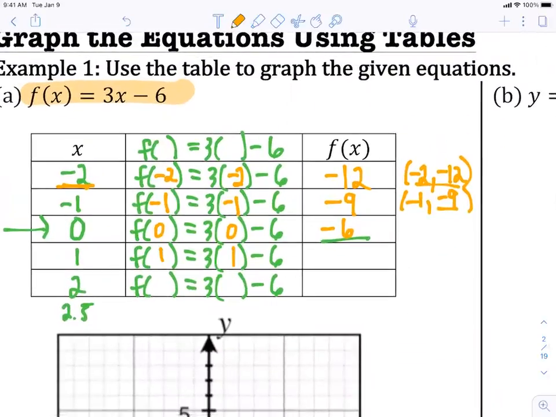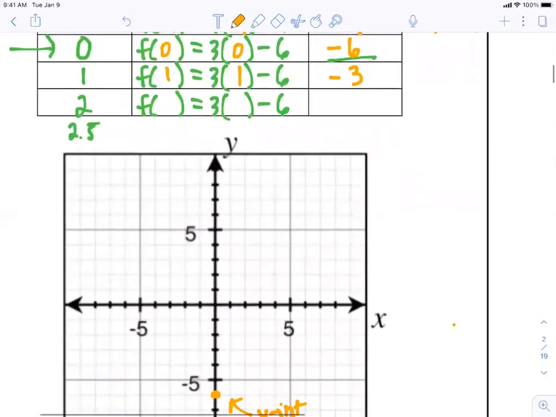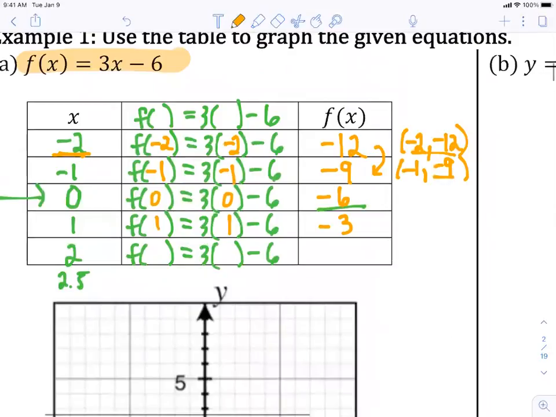Plug in 1. 3 times 1 is 3. Minus 6 ends up being a -3. And hopefully you guys are starting to notice that there's a little bit of a trend in that each of my points, to get to the next point, all we're really doing is subtracting 3. So if you choose x values that go in a row, your y values should always have a pattern to them. And there's a reason for this. We'll get there in just a moment.